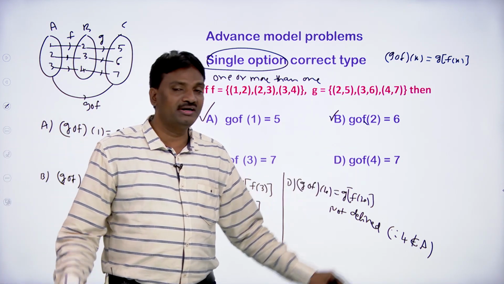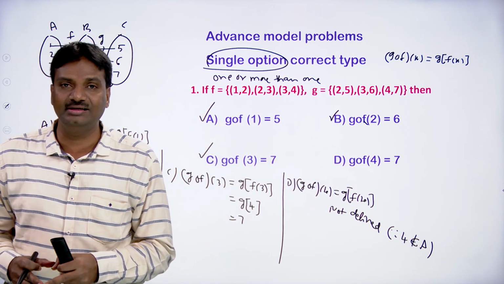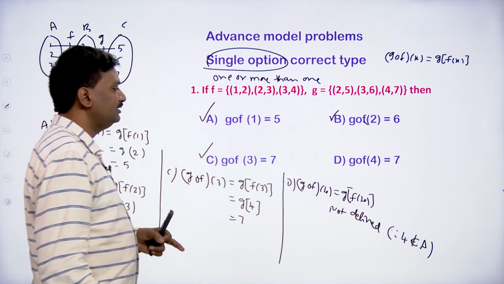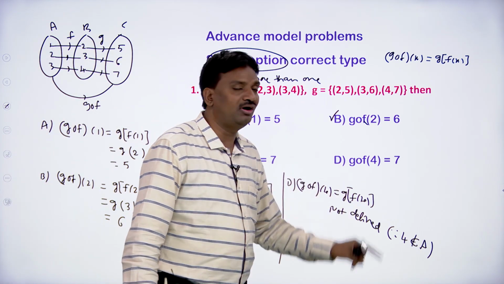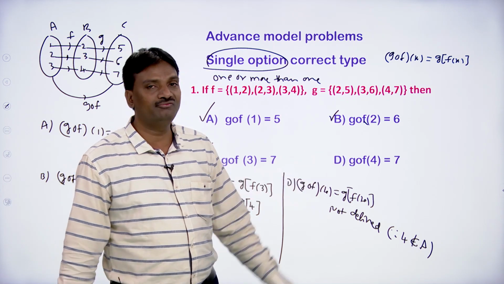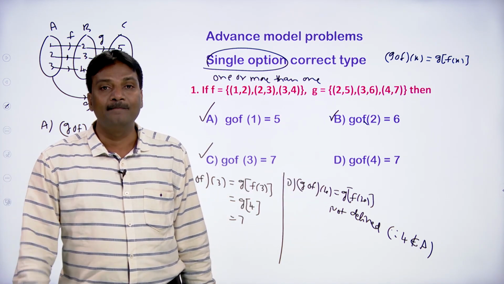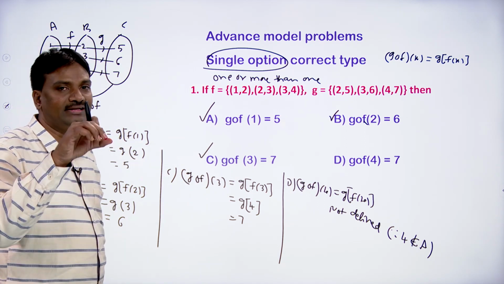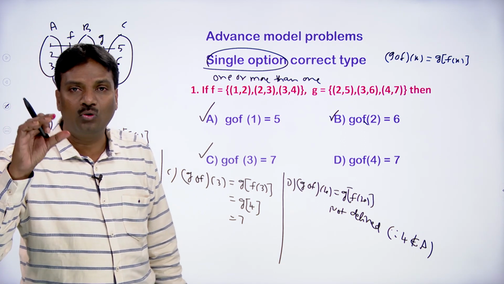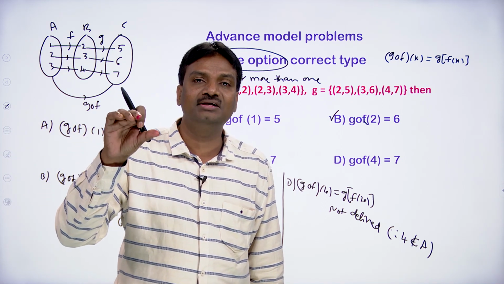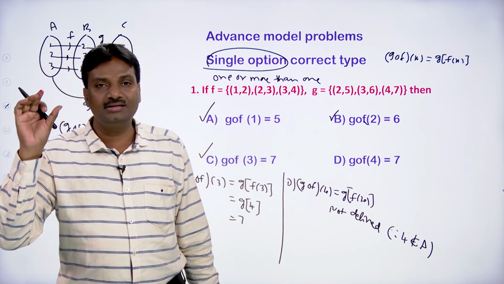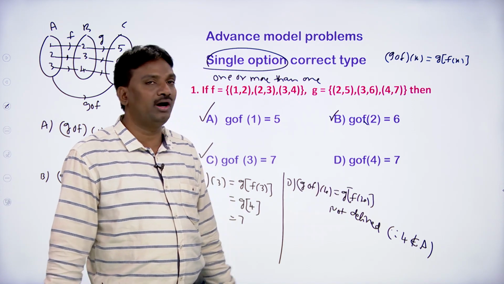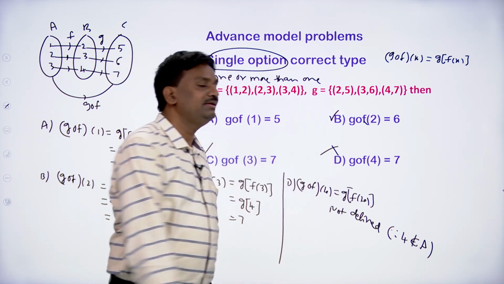But if we take option D, G circle f of 4 is there in LHS. So we can write G circle f of 4 as G of f of 4, but this is not defined because 4 is not there in the set A. So since the element 4 is not there in A, it is not possible to take the image of 4. So that's why this is not defined. So that's why option D is not correct.